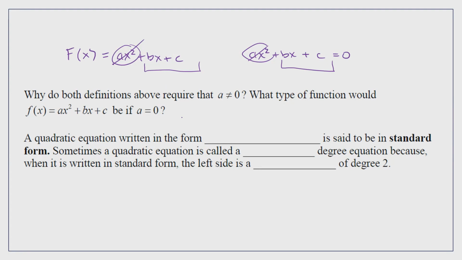A quadratic equation written in the form ax squared plus bx plus c equals 0 is said to be in standard form. Sometimes a quadratic equation is called a second degree equation because when it is written in standard form, the left side is a polynomial of degree 2.